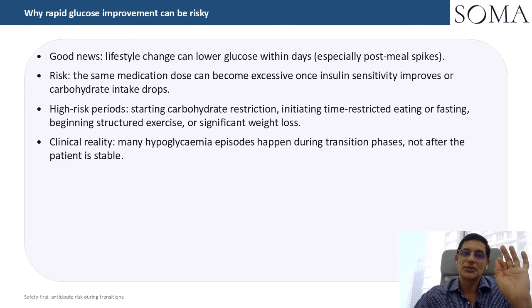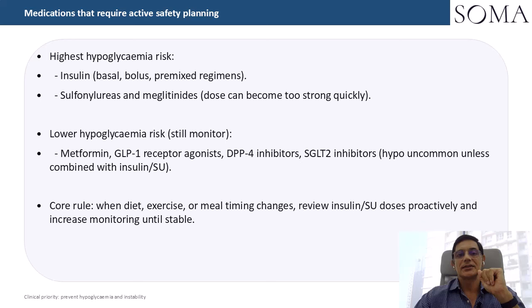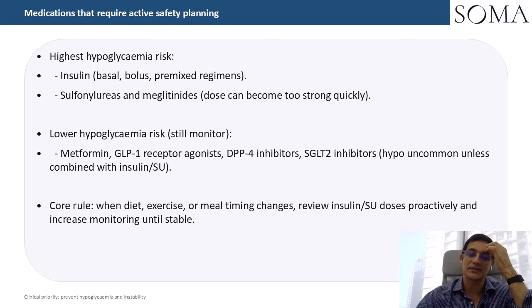The highest risk situations involve medications that can cause hypoglycemia. The two major categories are insulin, especially basal, bolus or mixed insulin regimens, and sulfonylureas, and sometimes meglitinides. When diet changes reduce carbohydrate load and when activity increases glucose uptake, these medications can suddenly become too strong for our new physiology. And hypoglycemia is not a minor side effect. It's a medical emergency risk: falls, accidents, arrhythmias, cognitive impairment, and in severe cases, even seizure and death. So functional medicine must be safety first and not ideology first.